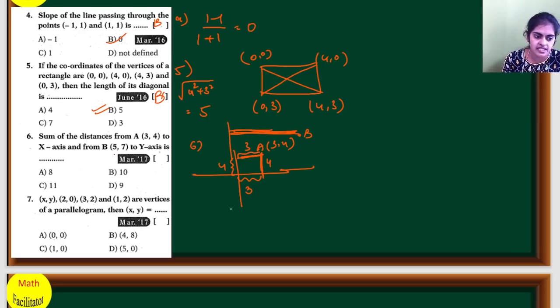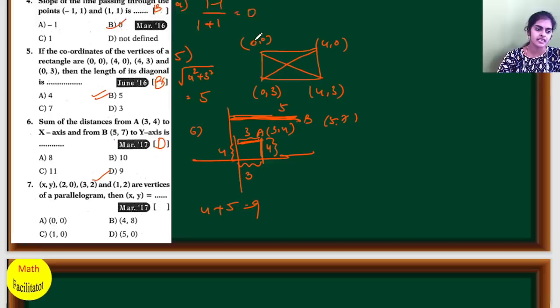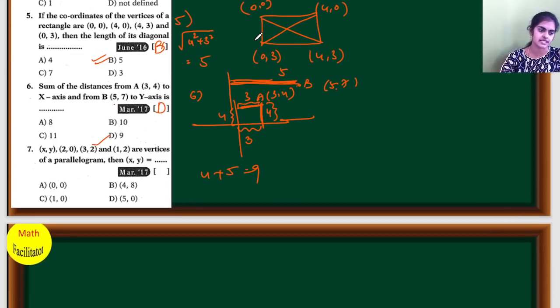So I want the sum of the distances. Firstly, point A from x-axis is at a distance of 4 units. And point B from y-axis is at a distance of 5 units. So 4 plus 5 is 9 here. Okay. Understood? Distance of a point from x-axis is the y-coordinate of the point. Distance of a point from y-axis is the x-coordinate of the point. Here they are asking you to take the sum of the distances.